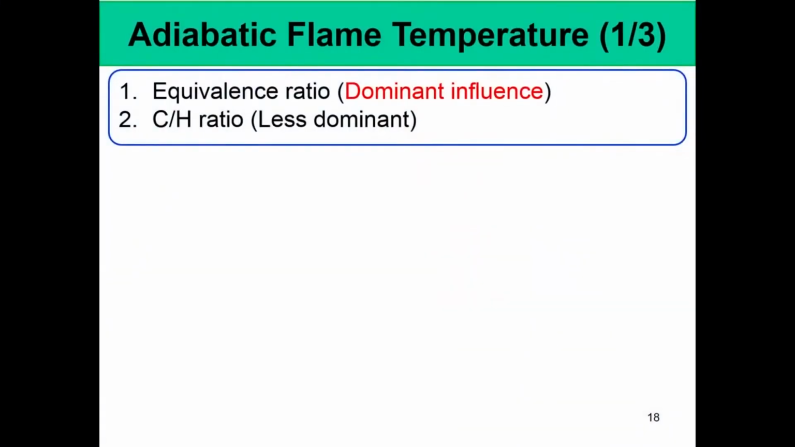Okay. Now, what does adiabatic flame temperature depend on? One of the most important parameters in combustion is adiabatic flame temperature. Okay. We do combustion because we want the temperature to be high. Once the temperature is high, as you remember from a thermodynamic cycle, if you have a system which is at high pressure and at high temperature, you can extract work out of it.